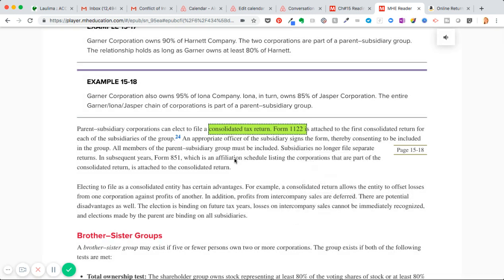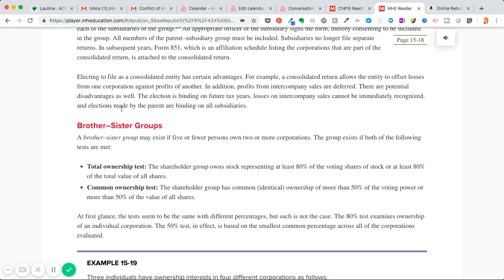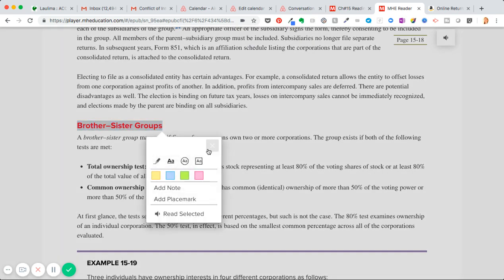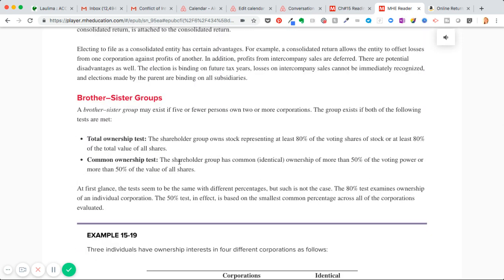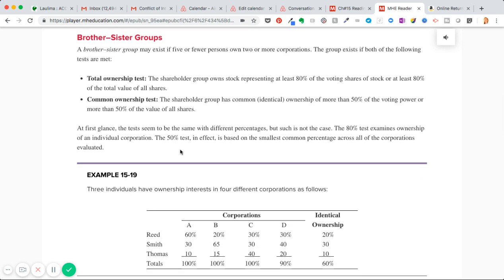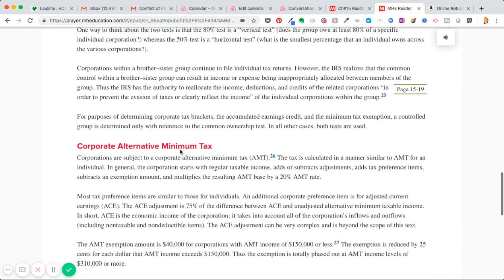They can be required to do that, combining all of their income, because they are technically a consolidated business because they just own everything, right? And then a brother-sister group is a little bit different, and it exists if 5 or fewer persons own 2 or more corporations. And so there are 2 tests to see if they meet these tests, then they also must file based on a common percentage of the corporations. This is an example that covers that.